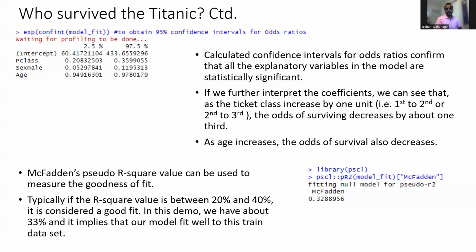The goodness of fit is measured by pseudo R square. And since it is about 33% in this particular case, we can conclude that the model fit well for the trained data set.